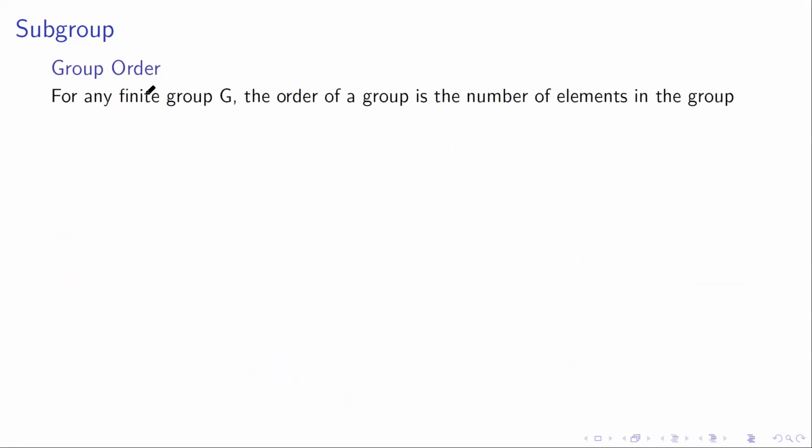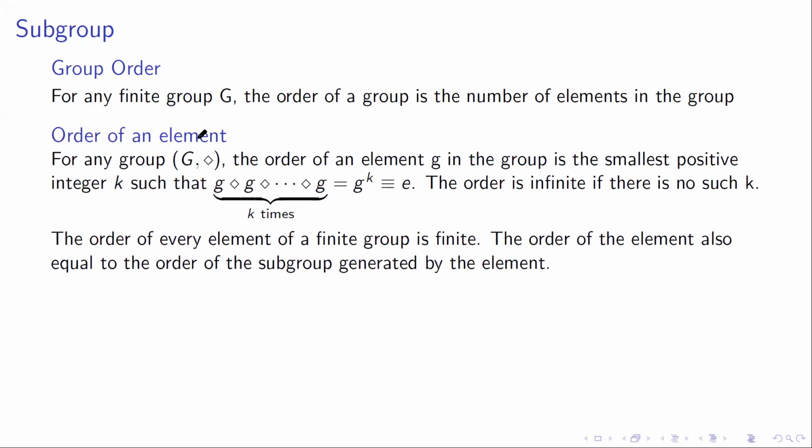And there's also the thing called the group order. The group order is basically just the number of elements in the group. So let's say G is equal to {0, 1, 2, 3}, the group order, which we denote by this symbol, is equal to 4 because there are 4 elements in it. And there's also the term called the order of an element. The order of an element, simply saying, is just g to the power of k.